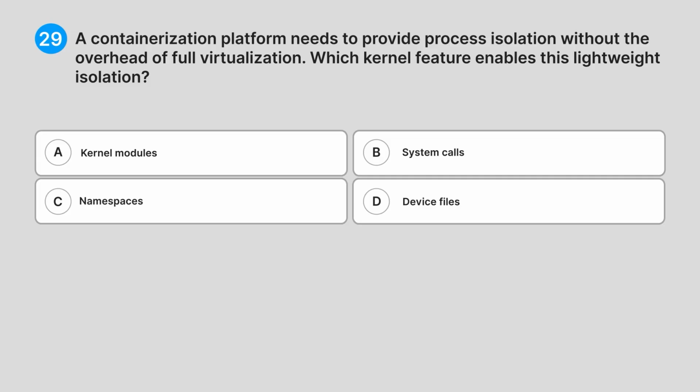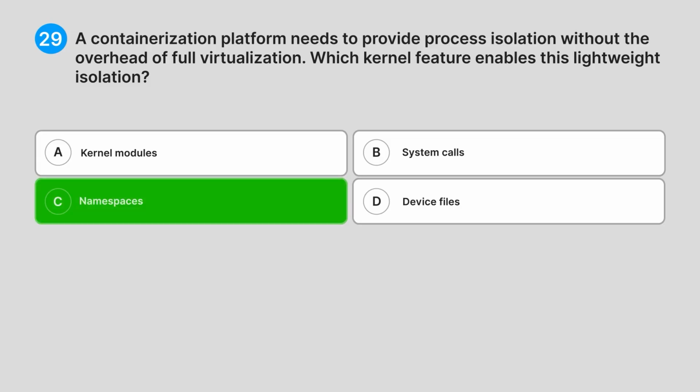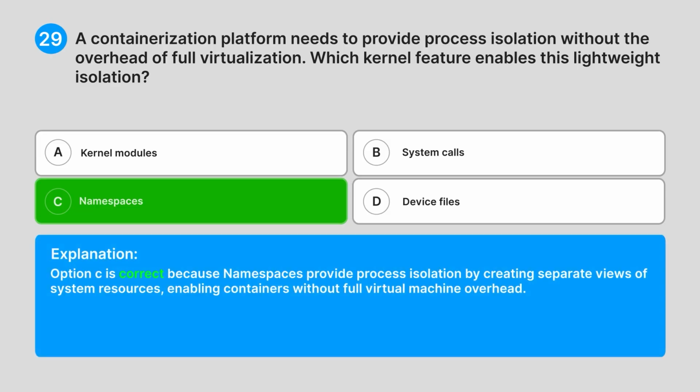Correct answer, C. Namespaces. Explanation, option C is correct because namespaces provide process isolation by creating separate views of system resources, enabling containers without full virtual machine overhead.